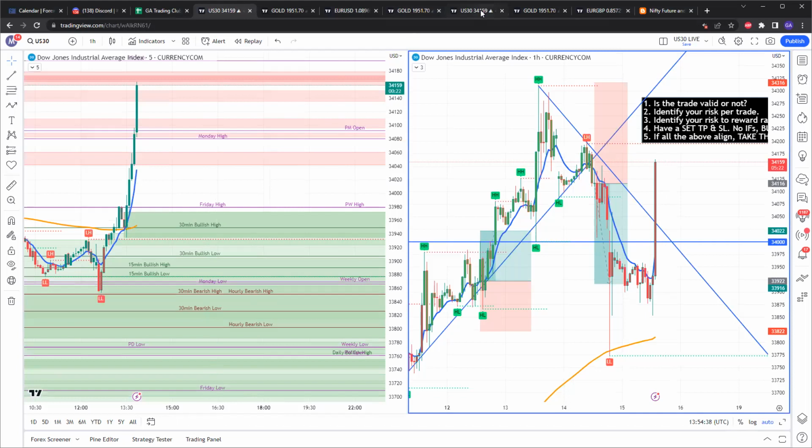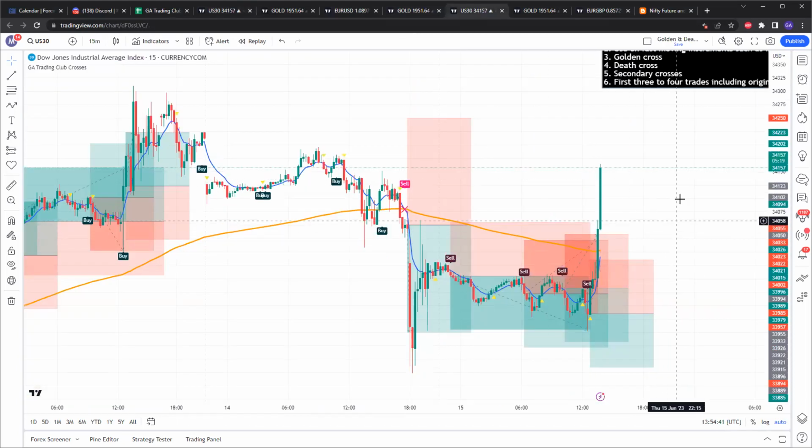Unfortunately I got stopped out of US 30, but that's fine. We might be forming a golden cross on US 30 on the 15-minute time frame.